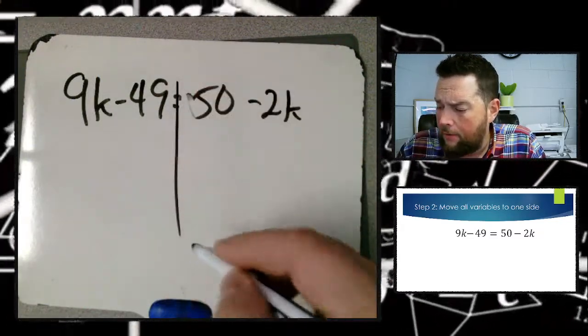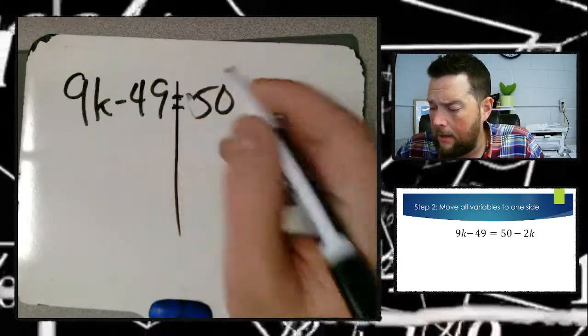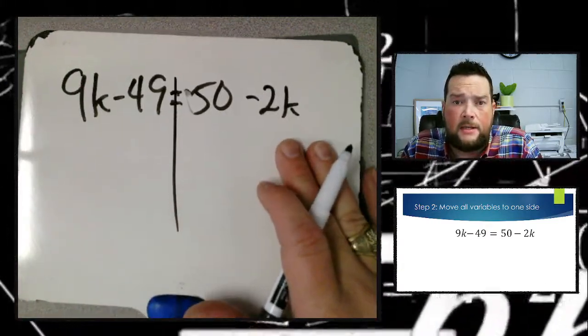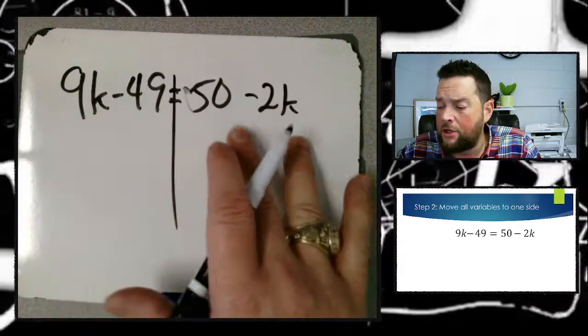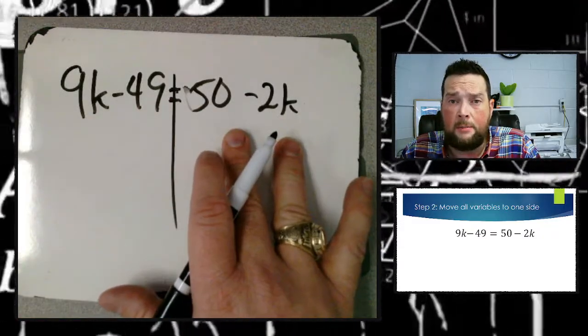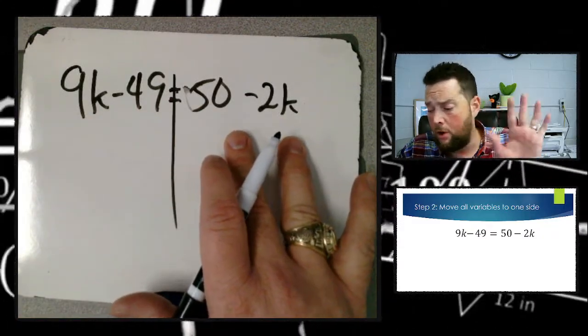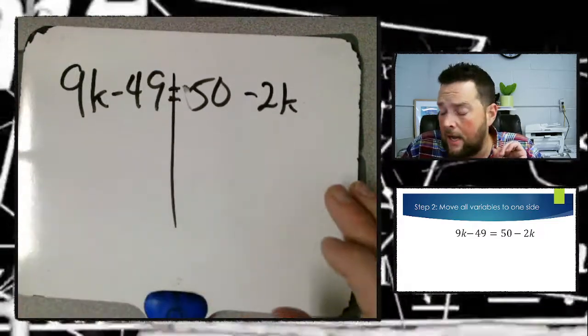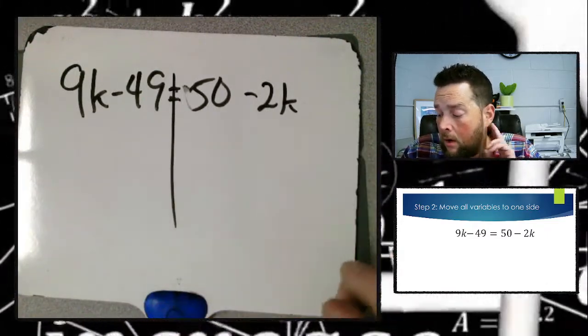We're going to draw a line right down the middle, and we're going to think about this side over here. We see k's on both sides. We see that both expressions on both sides of the equation are already simplified. So step one of solving equations is already done with this one. We just need to get the variables to one side, so get rid of them on one side.